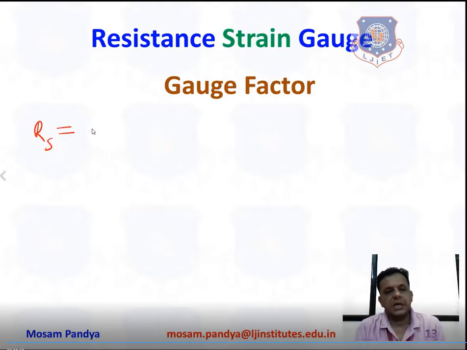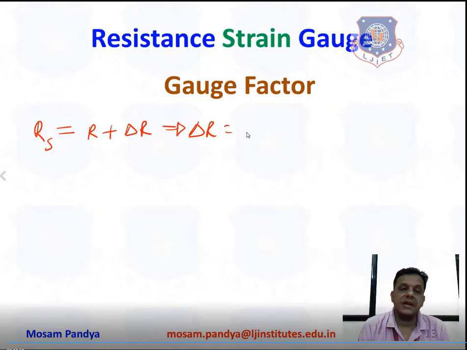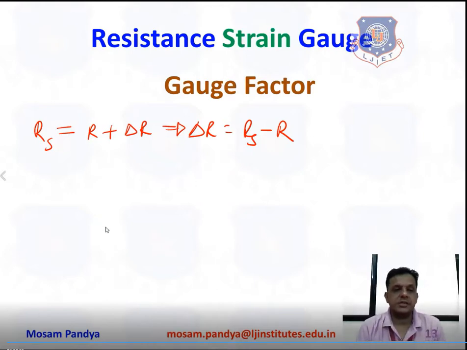We will write down the new equation of Rs. And actually, what is Rs? Rs is the new resistance, that is, after change. So R plus delta R. Now we will be talking about the change in the resistance. Delta R is equal to Rs minus R.